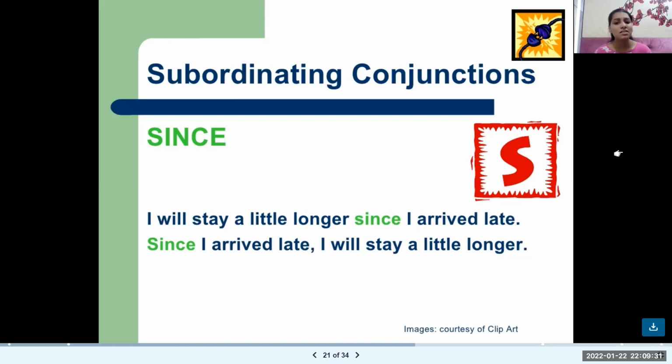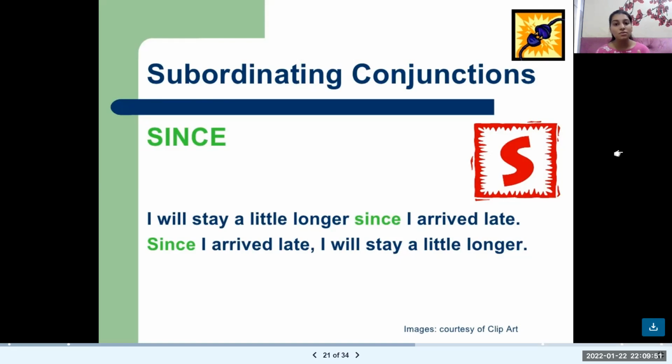In the second sentence, it's not exactly passive voice, but the sentence is getting flipped as compared to the first one. So it says, since I arrived late, I will stay a little longer. Basically the first part tells you that something happened, and the second part is telling you why it happened.